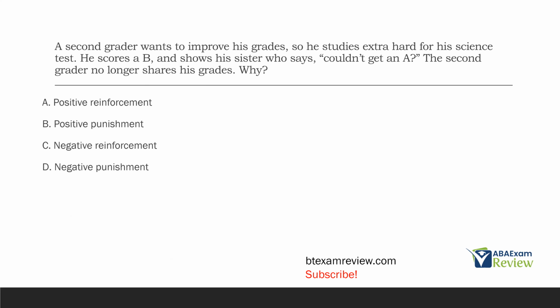So now we ask ourselves, well, was the consequence added or was the consequence taken away? Well, we know the consequence was the sister saying couldn't get an A. So she's adding this verbal stimulus in response to him showing her the grades. So we've added something that's reduced behavior. Added positive, reduced punishment. The second grader no longer shares his grades. Why? Positive punishment.